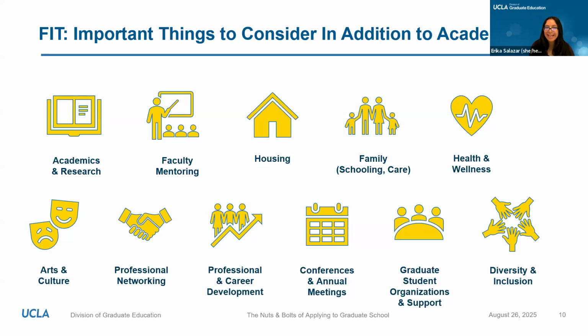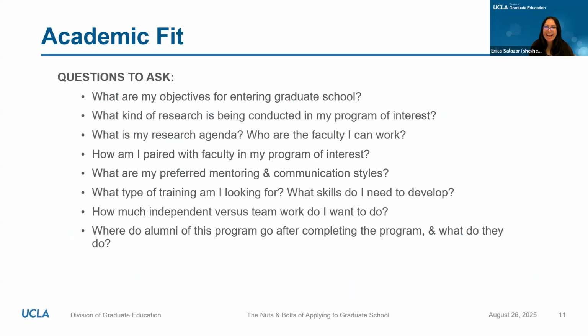So I talked a little about academics and research, and I want to get you to understand academic fit further by asking yourselves a couple of questions. When it comes to academic fit, you definitely want to think about what your objectives are for entering graduate school. What kind of research is being conducted in that graduate program of interest? What is your research agenda, and who are the faculty that you can work on it with? How are you paired with faculty in that graduate program of interest? What are your preferred mentoring and communication styles?